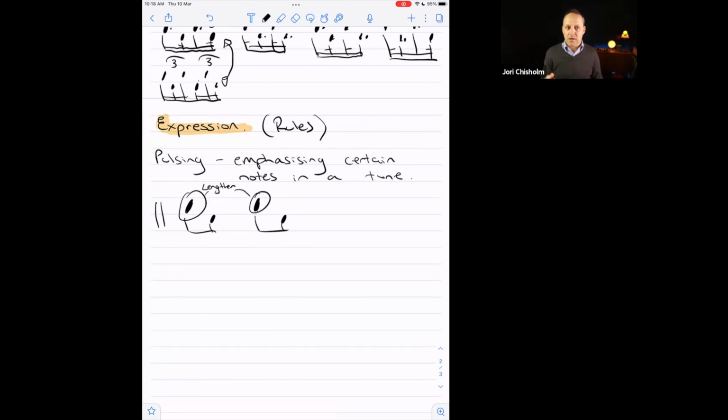One of the overriding principles for all of these styles of tune, except for maybe the jig, is that we really want to bring out the beat. We want to emphasize the beat. And on the bagpipes, the way you emphasize that beat is by lengthening the front of the beat. And we call that pulsing.